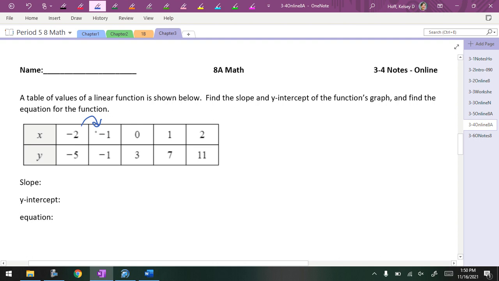Okay, so we got to do those swoops. Remember that? What's my change from -2 to -1? +1, -1 to 0, 0 to 1, 1 to 2. As Aiden said, they're all 1 across the top, right? Now go to the bottom, -5 to -1, -1 to 3, 3 to 7, 7 to 11.